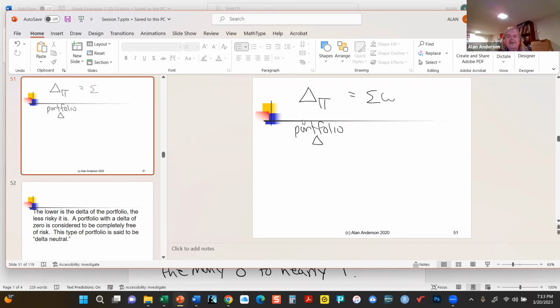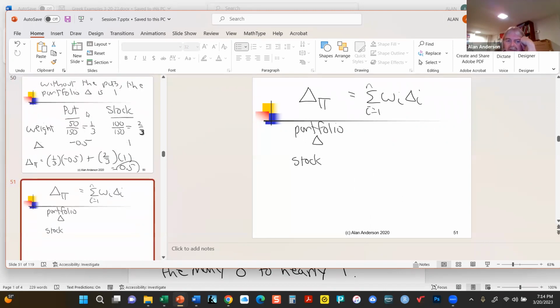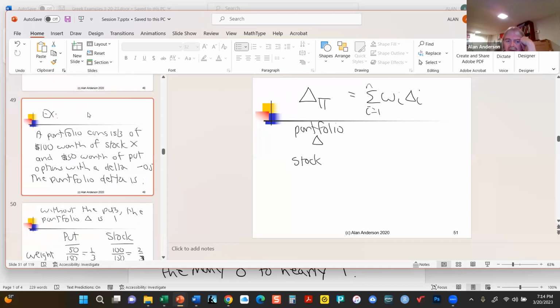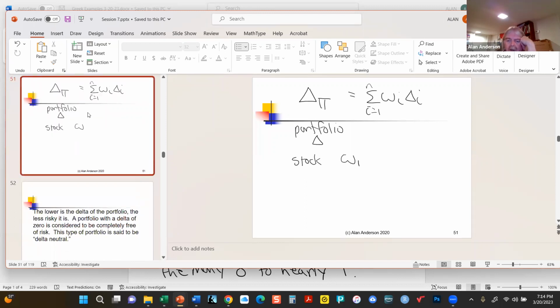So the portfolio delta, we just formally write it out as the sum of the weights and the deltas. So I've got the stock, the weight of the stocks is, I'll call that W1, 2/3. The delta of the stock by definition is 1. The put, 1/3 of my portfolio is invested in puts, and its delta is given to us as -0.5.